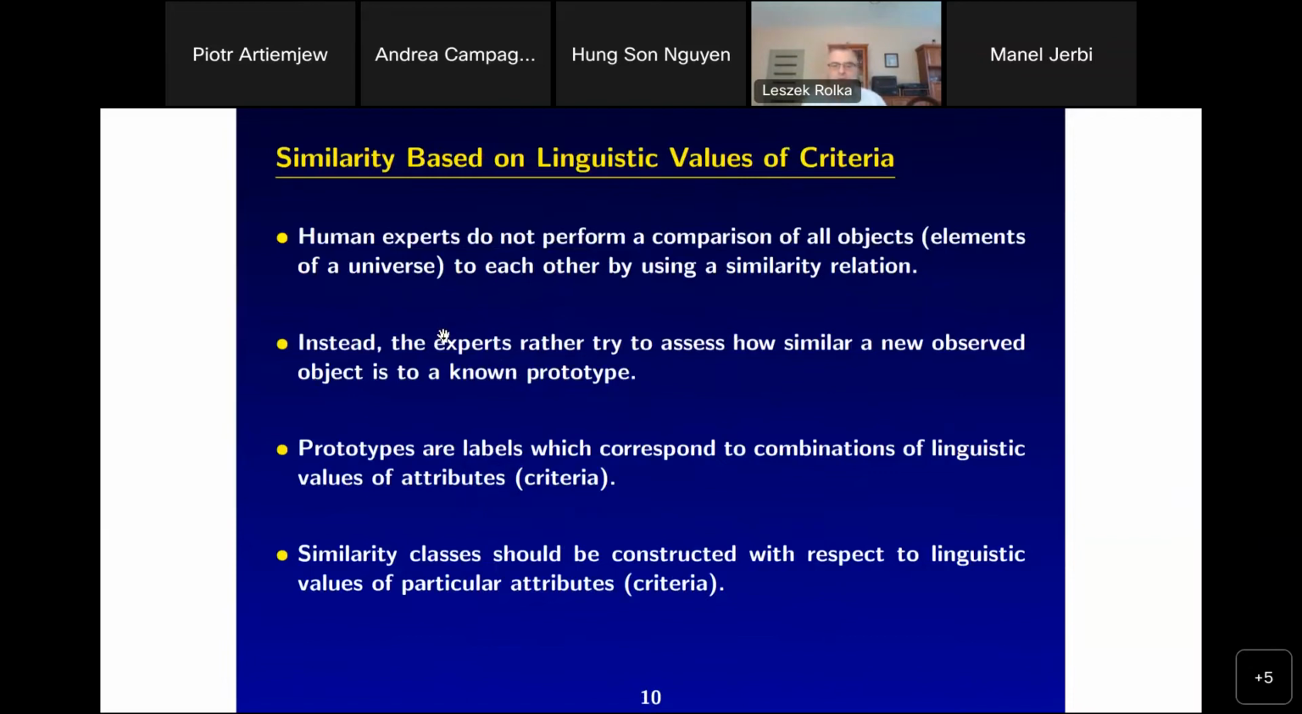Now I discuss the crucial notion of the linguistic label utilized in our approach. It was motivated by observation of humans who compare objects of a given universe of discourse. Humans do not perform a detailed comparison of objects to each other. They rather try to assess the similarity of a newly observed object to an already known prototype. Such a prototype can be described by using a label that is a tuple, a combination of linguistic values of criteria. So instead of using a standard fuzzy similarity relation, for which there's a problem of how to select it, we suggest to apply a linguistic label for constructing classes of similar objects.